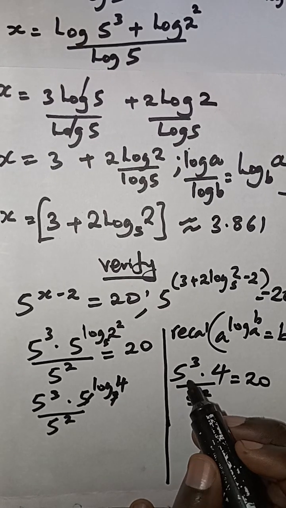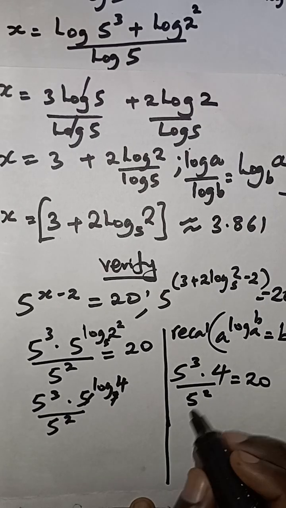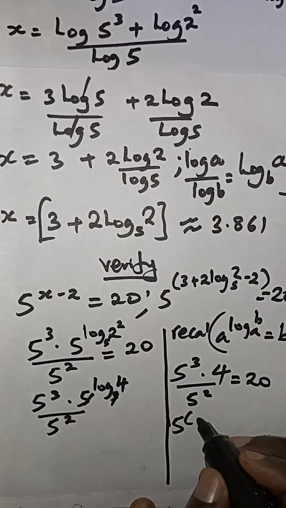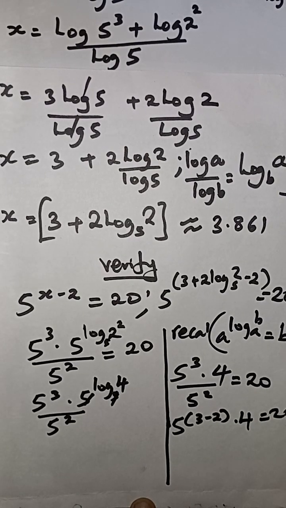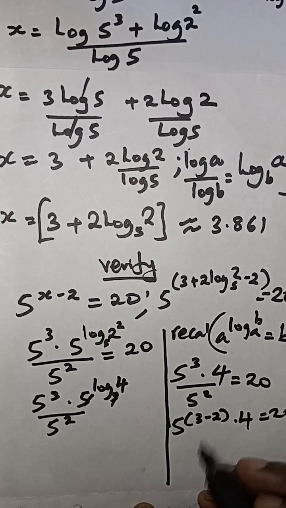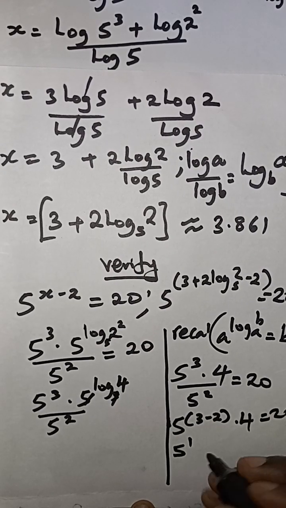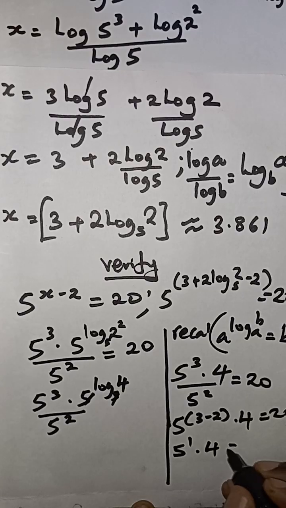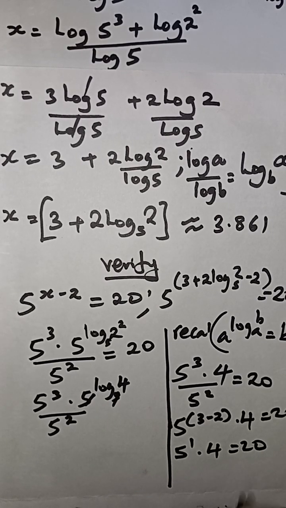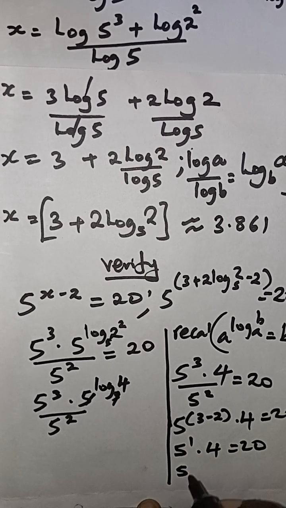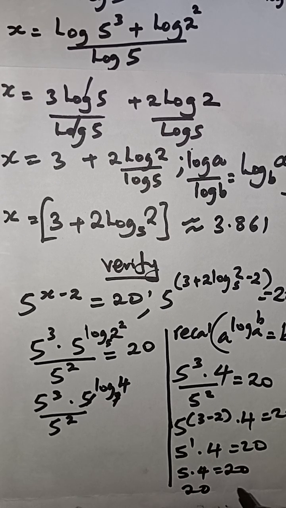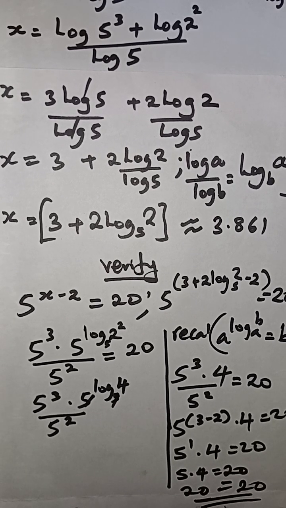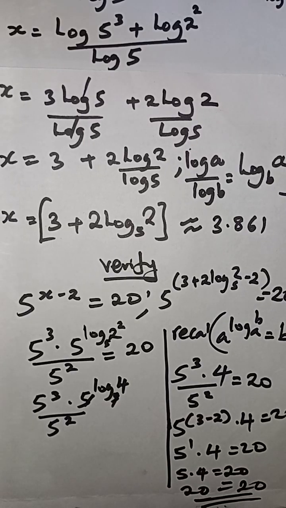Next, if I have 5 power 3 and 5 power 2, this is the same as subtracting the powers, 3 minus 2, multiplied by 4, giving me 20. When you take 3 minus 2, you end up with 5 power 1, which is of course 5, multiplied by 4, giving me 20. And of course, you're able to prove that this 20 is the same as this 20.